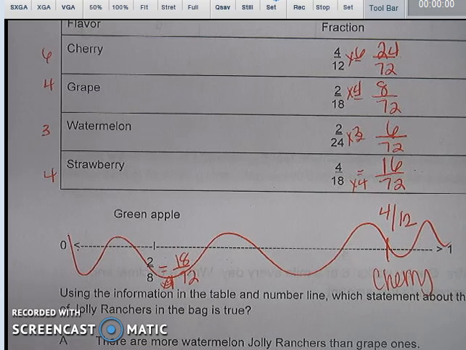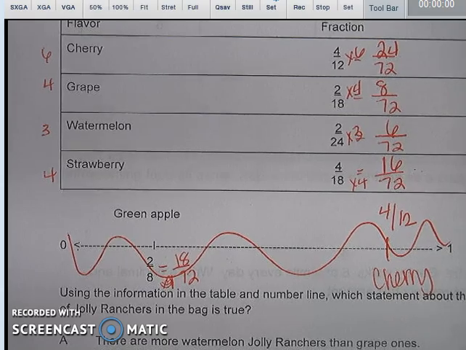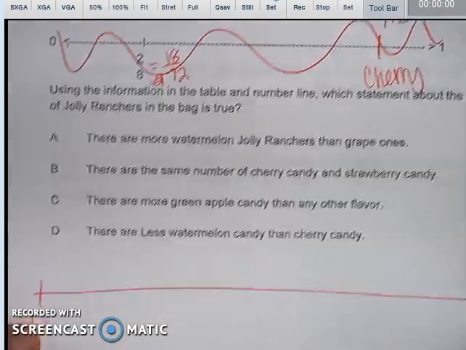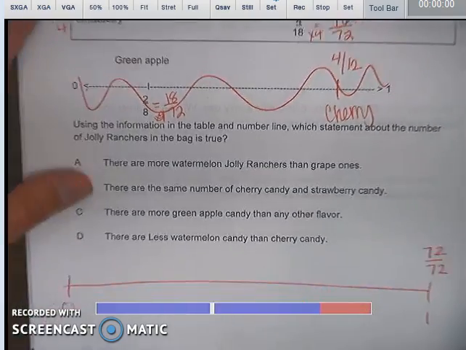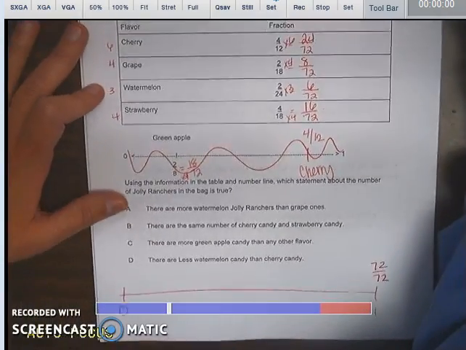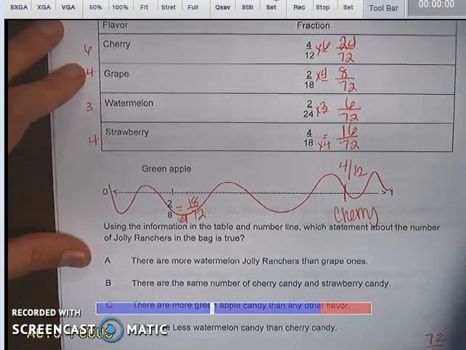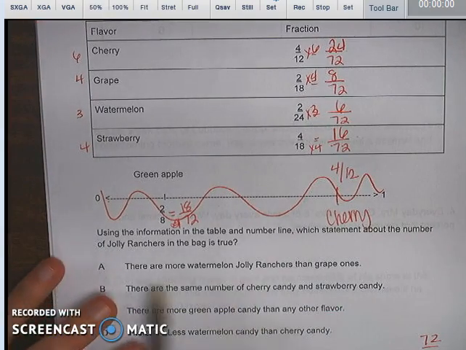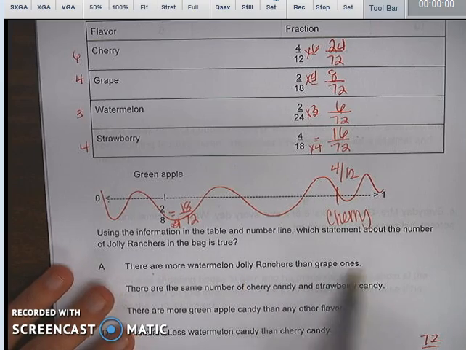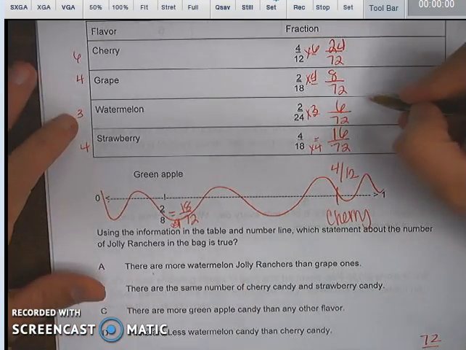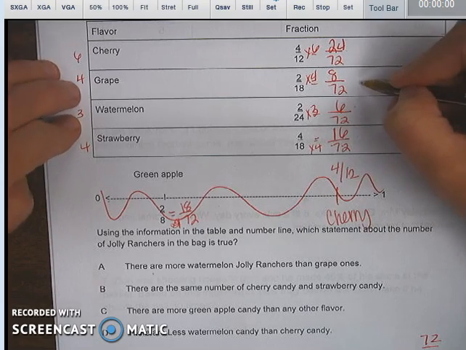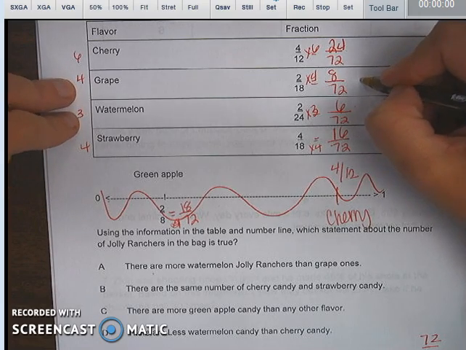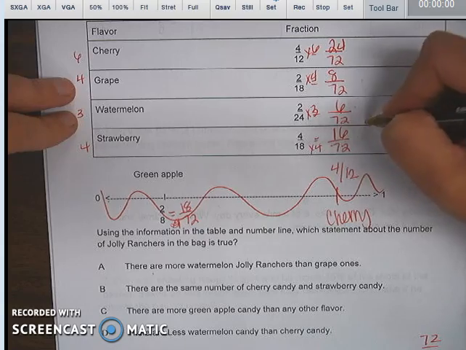So come down here. Here's 0. Here's 1. So I have a new number line down here. No big deal. Now, let's just see if I don't even want to use the number line. You can if you want, but I don't want to. It says right here, there are more watermelon Jolly Ranchers than grape ones. Watermelon, we had 6 out of 72. Grape, we had 8 out of 72. Are there more watermelon than grape?